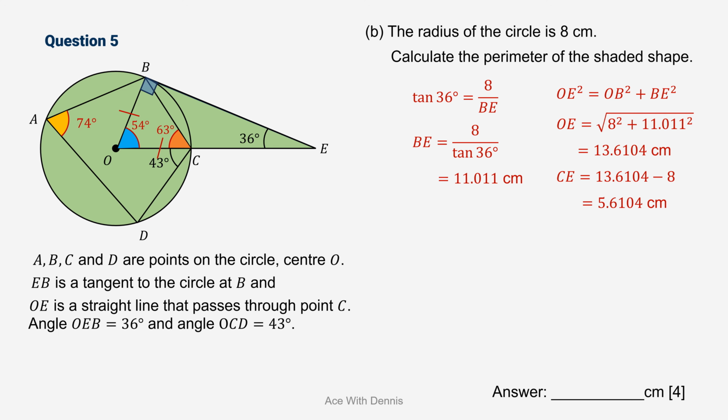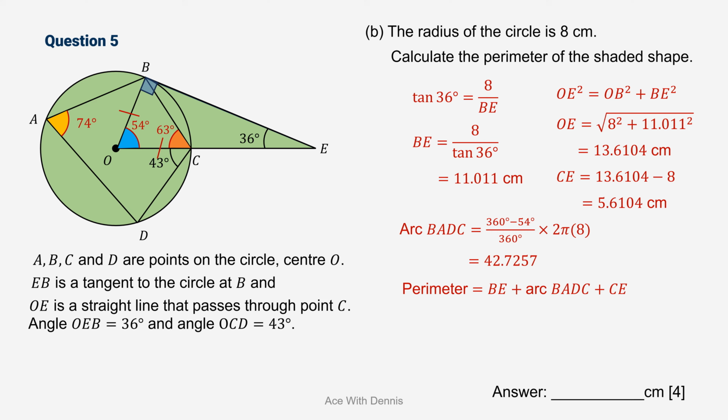5.6104 centimeters. So next, we need to find the arc length of BADC, which is 360 degrees minus 54 degrees, divided by 360 degrees, times 2 pi r, where r is 8. We calculate the value and we have 42.7257.